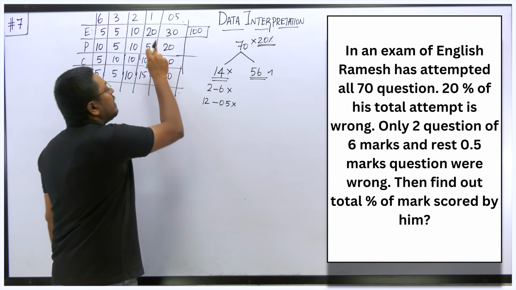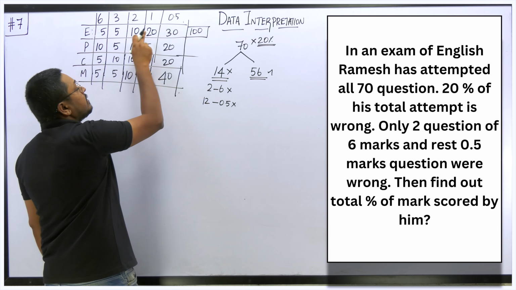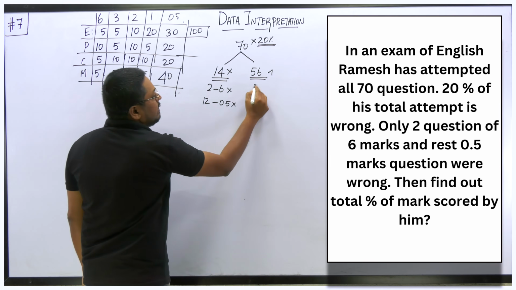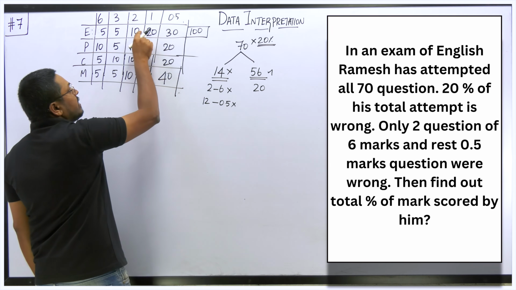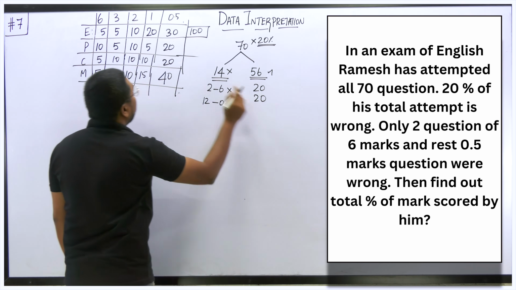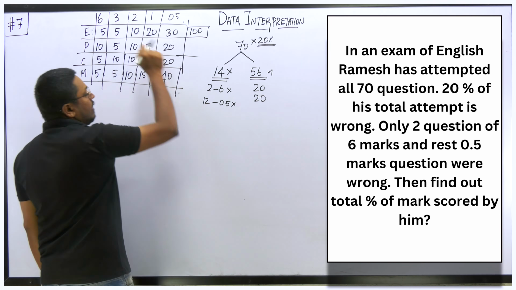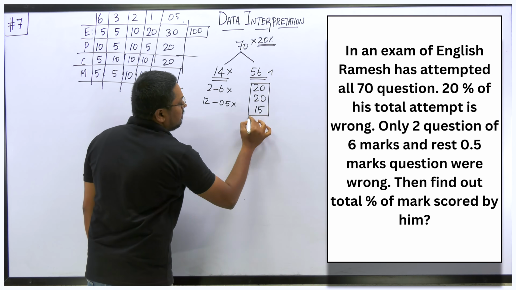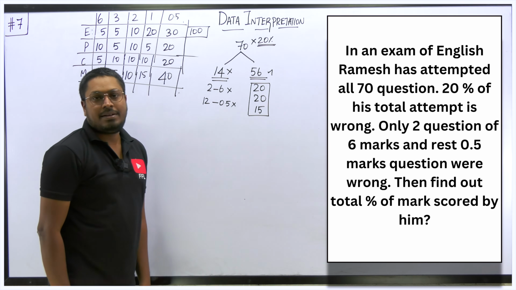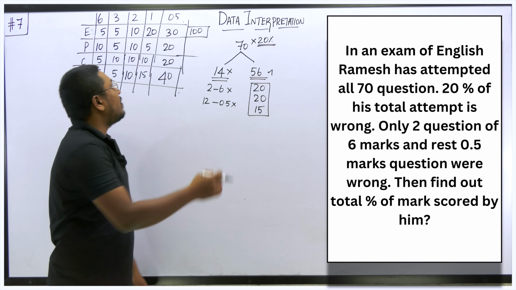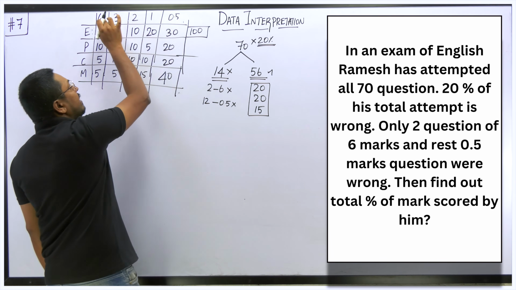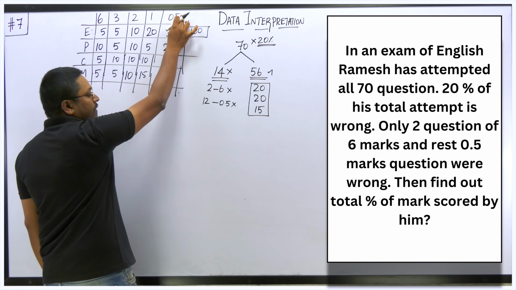So what we can do is 20. Usually in the English section, 1 mark questions are 20. So he is scoring 20 marks here in 1 mark. 2 mark questions, 10 into 2 will be 20 here. 3 mark questions, 5 are correct, which is 15. Right. So these are the total marks he scored in the correct area, because he is not making mistakes on 3 mark, 2 mark and 1 mark. He is making mistakes only on the 6 mark and 0.5 mark questions.